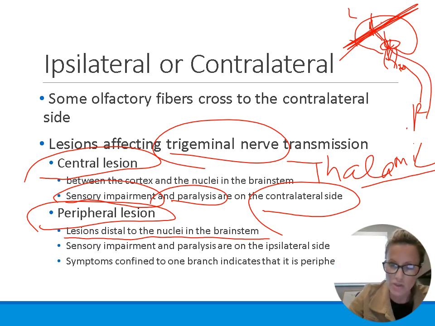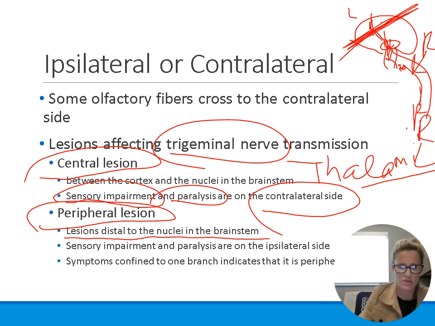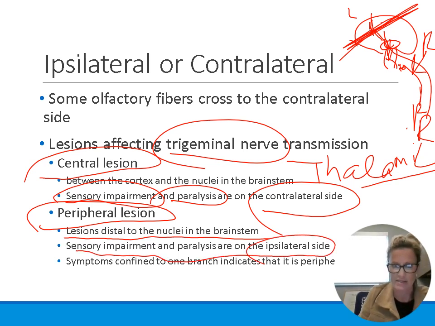But if it's a distal lesion, say the lesion is down here, the lesion is affecting the nerve, for example, the trigeminal nerve, then the symptoms will be ipsilateral. So the problem is on the right nerve, symptoms are also going to be on the right. So distal lesions will cause sensory impairment and paralysis on the ipsilateral side, the same side.